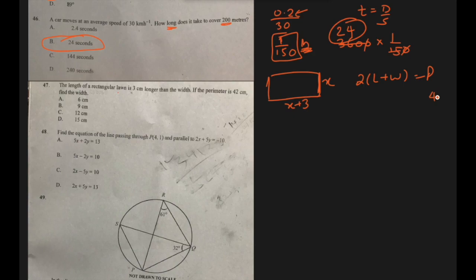So perimeter is 42 centimeters. This is centimeters, so we can do that. 2L, L is x plus 3, W is x. So we get how much? 2 times (2x plus 3) equal to 42.